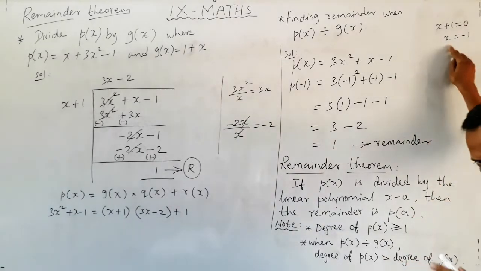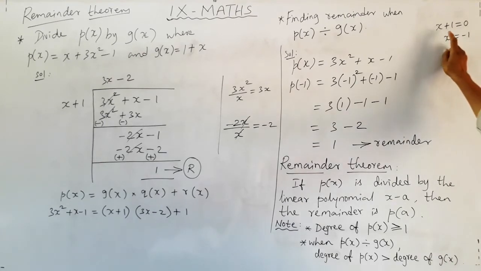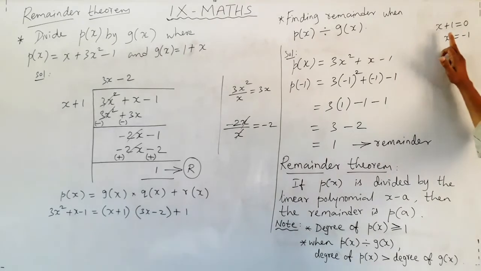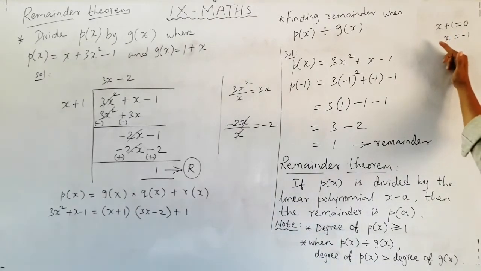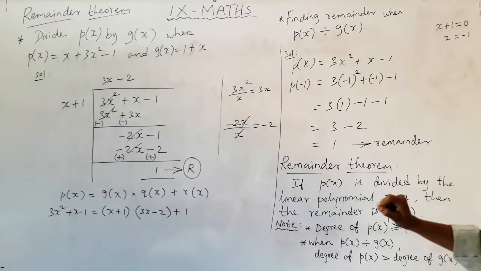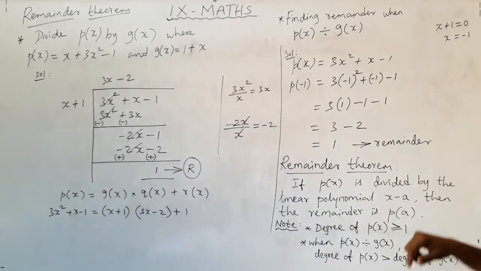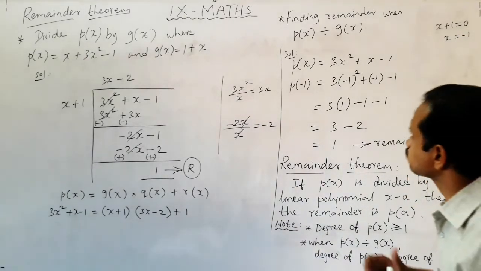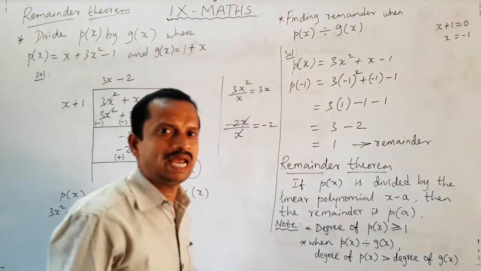Okay, so we are simply finding the 0 of x plus 1. So x plus 1 is the divisor, that is g of x. So you have to find the 0 of g of x. So how to find the 0? We put x plus 1 equal to 0, and then we get x equal to minus 1. So minus 1 is the 0 of x plus 1. Clear or not? So now substitute minus 1 instead of x.